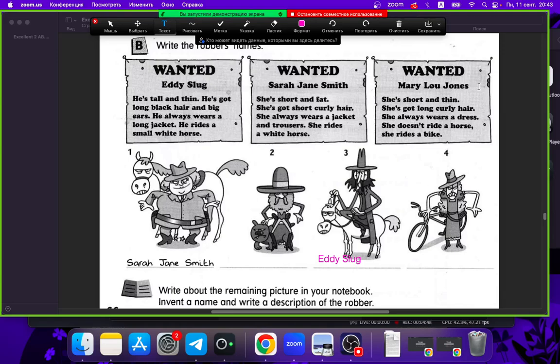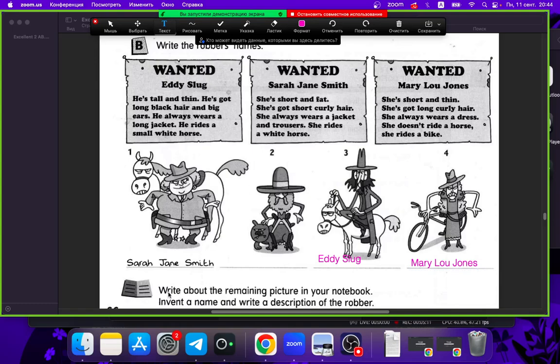Wanted, Mary Lloyd Jones. She's short and thin. She's got long curly hair. She always wears a dress. She doesn't ride a horse. She rides a bike. So this is Mary Lloyd Jones. Let's write it down. Mary Lloyd Jones. Here she is. And there is one more man left.